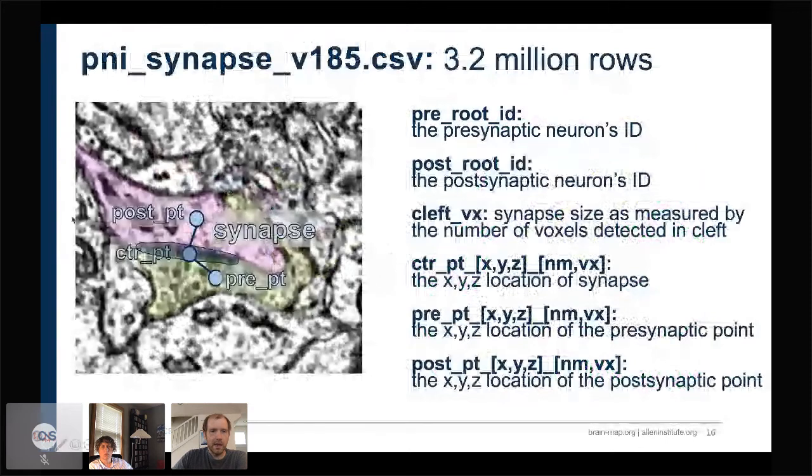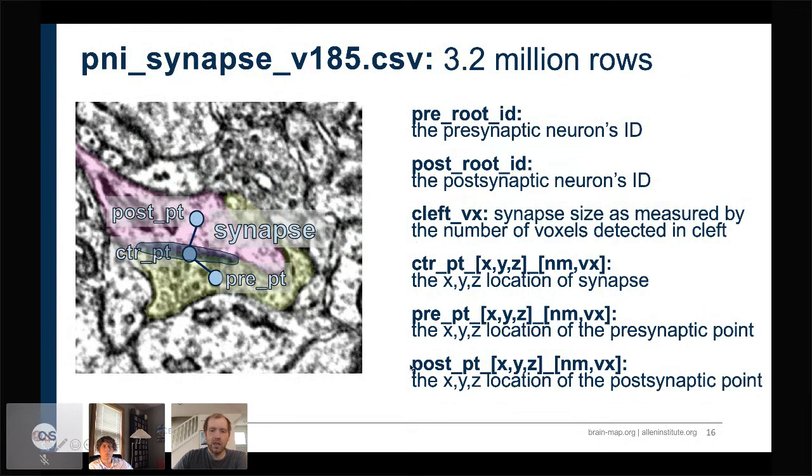So the synapse table contains a number of columns, some of which I alluded to. You, of course, have the IDs of the presynaptic and postsynaptic neuron, as well as a measure of the synapse size, cleft voxels, which counts the number of voxels which were detected in the automated segmentation, highlighted in this kind of region here. So there was an automated convolutional neural network that was run over the data and detected all of the synapses. So the total volume of voxels that were detected by the algorithm is quantified in that column.